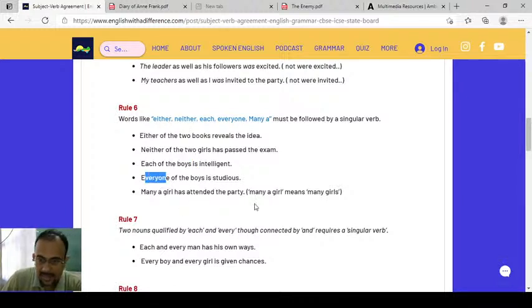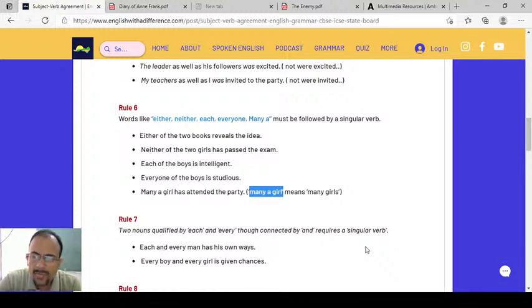Many a girl has attended the party. Many a girl means many girls. The meaning is the same, but they're structurally different. Many a girl refers to many girls. There is nothing wrong if you write many girls also, but when you write many girls, the verb will be plural. Whereas whenever you write many a, the verb will be singular.